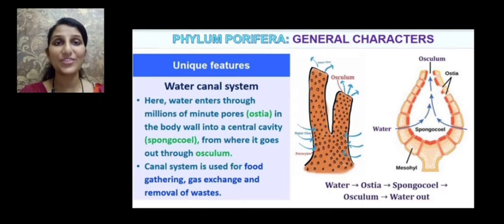The water in which they are living is used to carry food, and it also helps for gaseous exchange and for excretion, that is removal of waste. So water enters into the body of the poriferan through the minute pores called ostia. It enters into the central cavity called spongiocele, and it leaves through the osculum. So water enters through the ostia, then the spongiocele, and then it moves out through the osculum, and the water goes out of their body. And this system is called the water canal system.